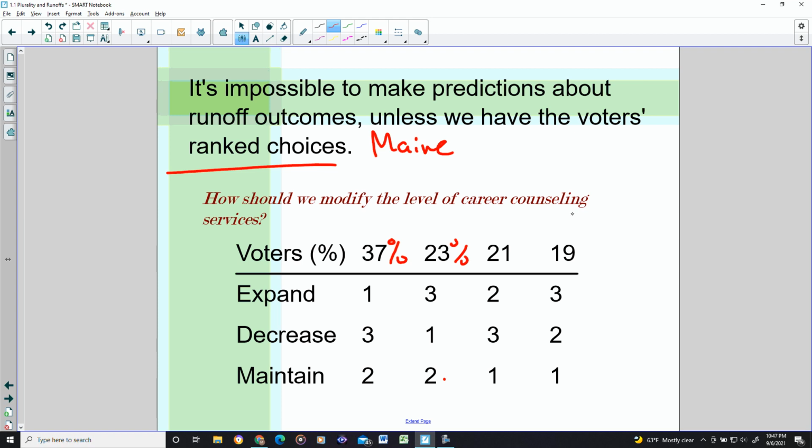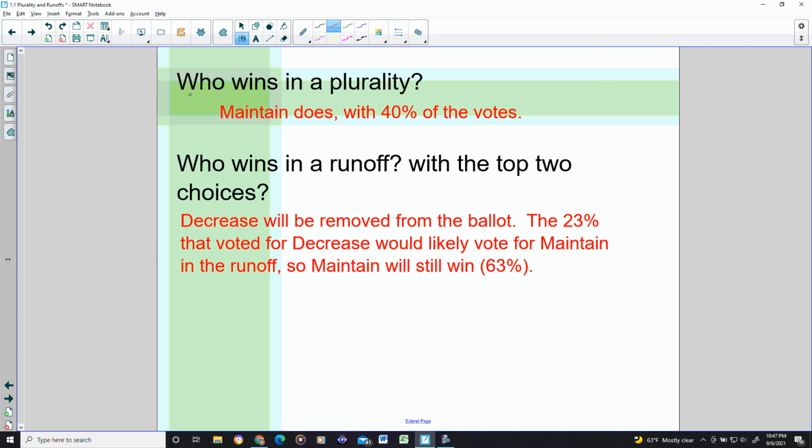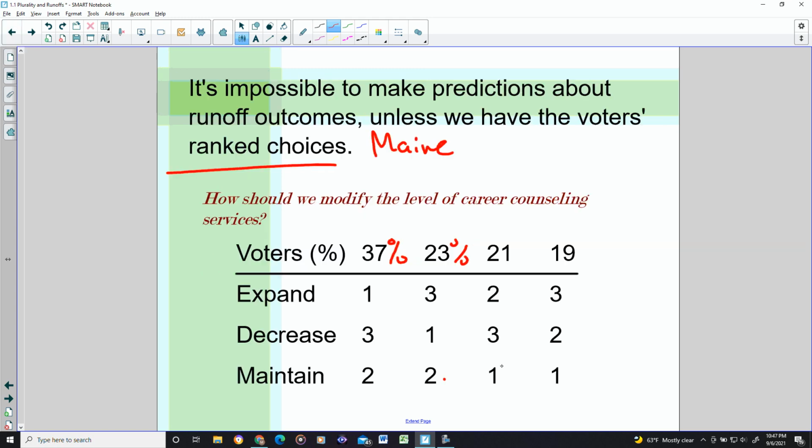Okay, so what does this mean? Well, how do we use this table? Okay, who wins in the plurality? Maintain does, right? 40% of the votes. So let's look at the chart here. Right here, maintain. These two groups together, both of these groups voted first choice was to maintain, right? And that's a total of 40%.